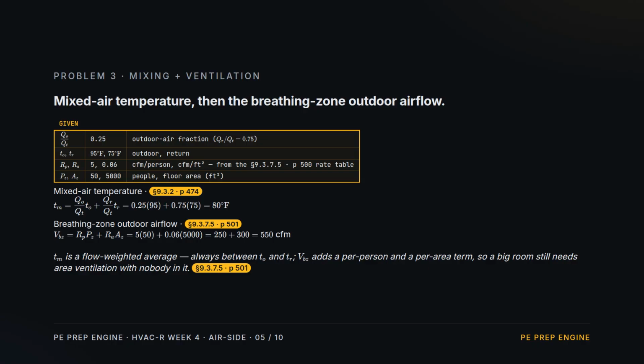Problem 3. Mixing and ventilation. Mixed air temperature is the flow-weighted average. A quarter of the outdoor 95 plus 3/4 of the return 75 gives 80 degrees. Breathing zone outdoor air is the per person rate times people plus the per area rate times floor area. 250 plus 300, 550 CFM.